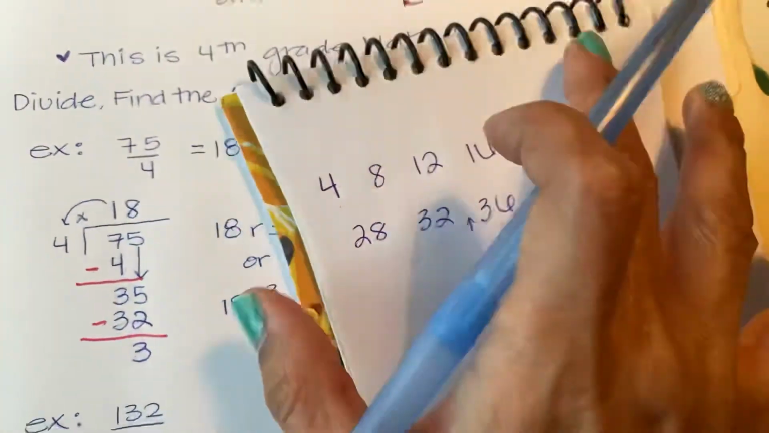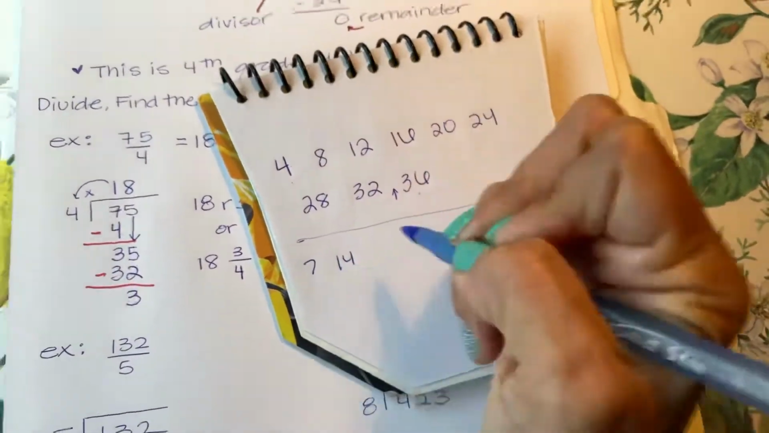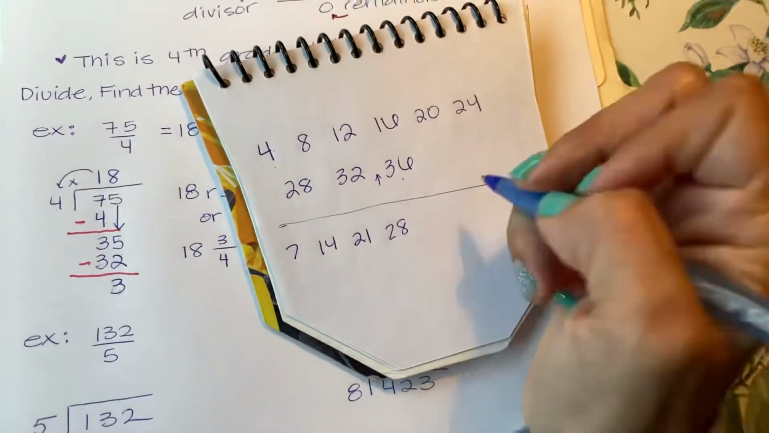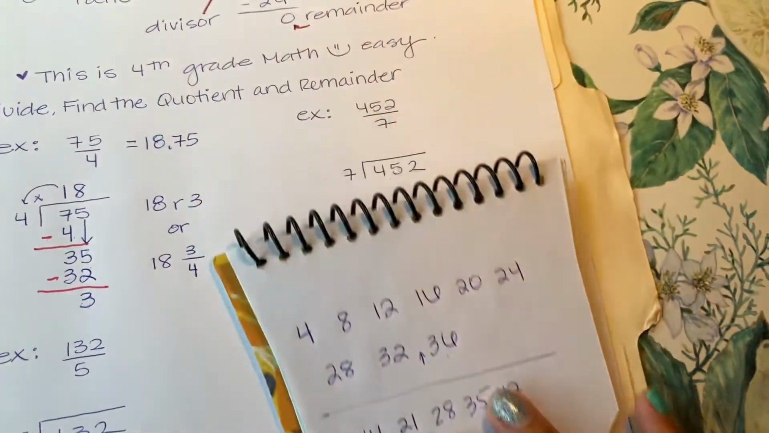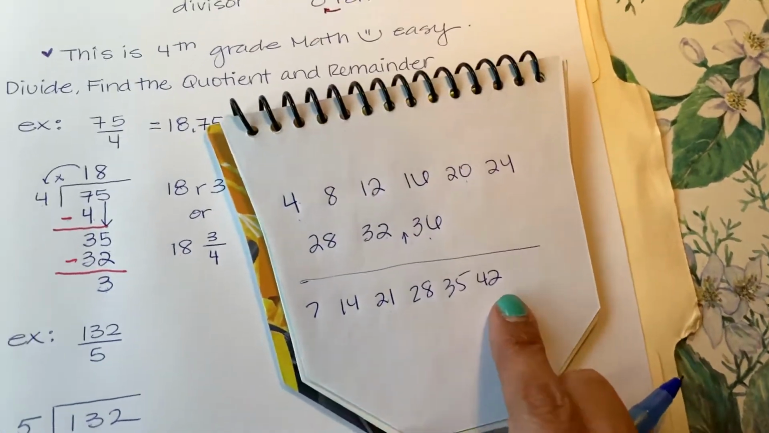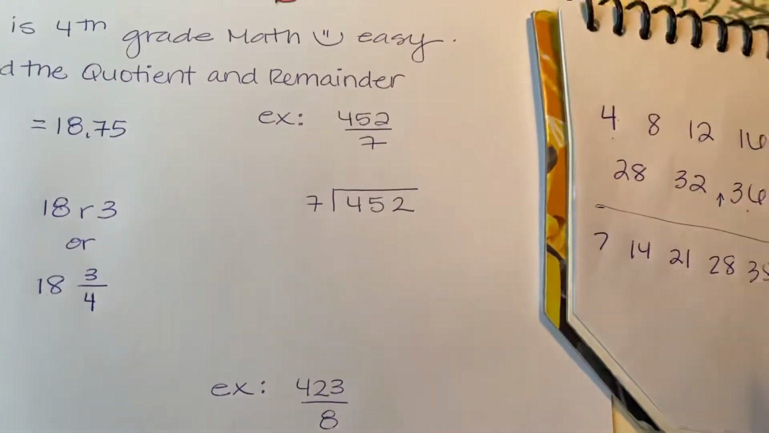Let's do our multiples of 7 though, right? 7 times 1, 7 times 2, 7 times 3, 7 times 4, 28. We're just adding 7. 7 times 5, 7 times 6. How high do I have to go? I don't think I have to go more than 42. Okay, so here we go. So we're going to long division.